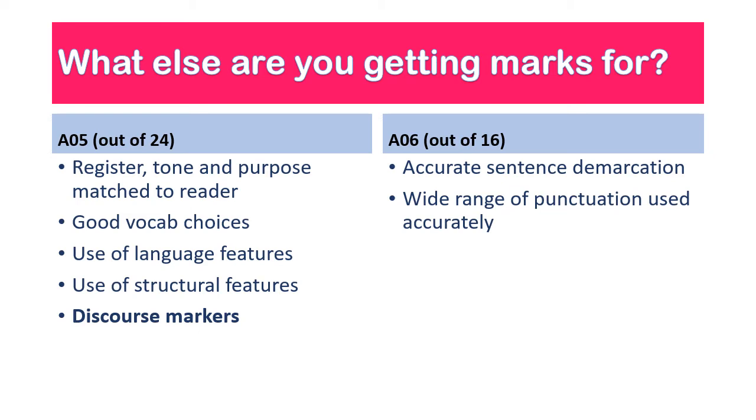AO6 is accurate sentence demarcation. So full stops, capital letters. If it's a question, it should be a question mark. You also get marks for using other types of punctuation. So you should be trying to use colons and semicolons, brackets, things like that. If you're not sure how to use them, use the internet because it's there. Just double check. They're not particularly difficult, but we do want that wide range of punctuation wherever possible. Varying your sentence structures, so some longer sentences and some shorter sentences.